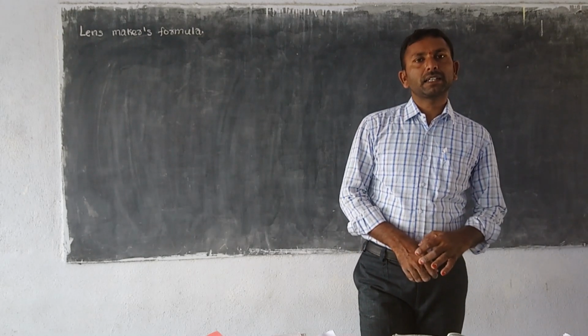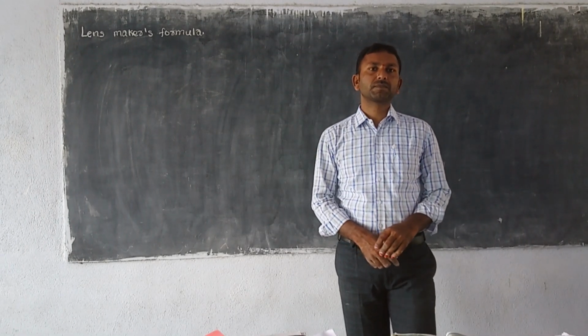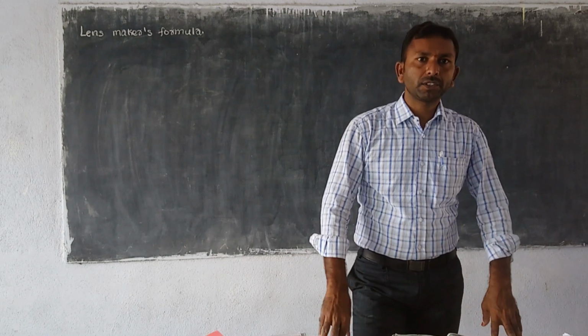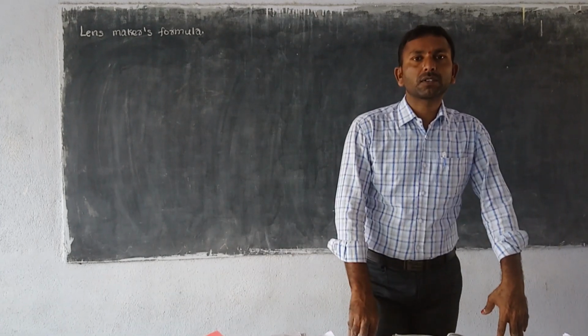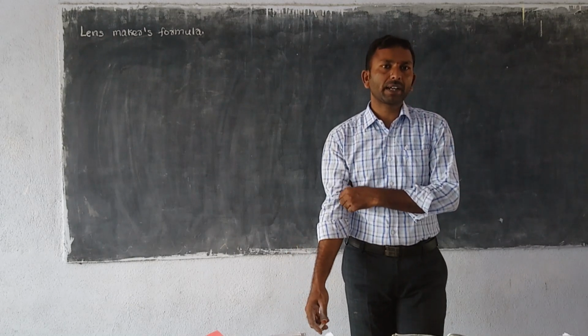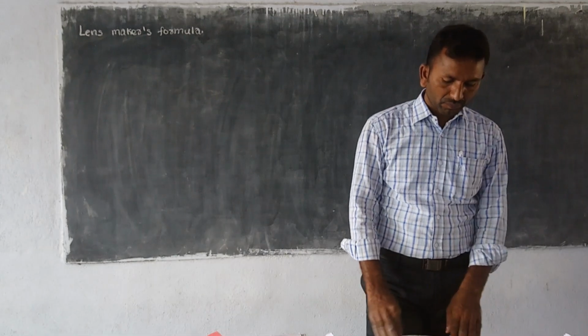And recently, in the previous class, we learned the lens formula. What is the lens formula? 1/f = 1/v - 1/u. And today we are going to learn about the lens maker's formula. What is the lens maker's formula and how can we derive it? Now let us learn.